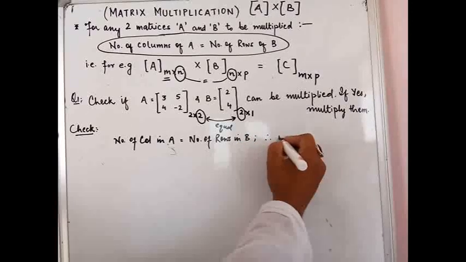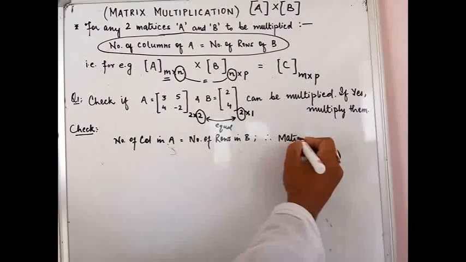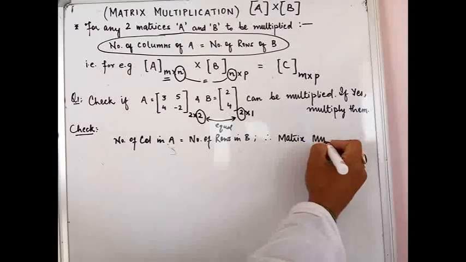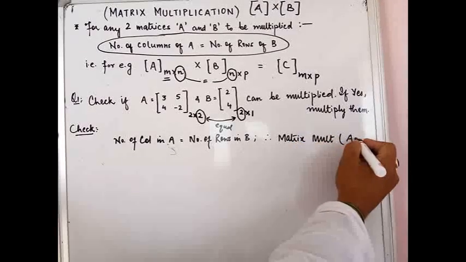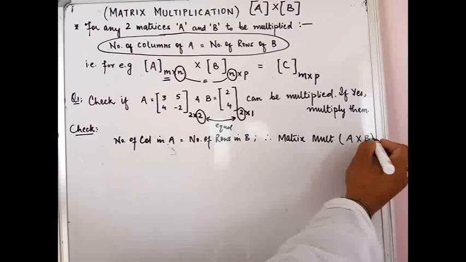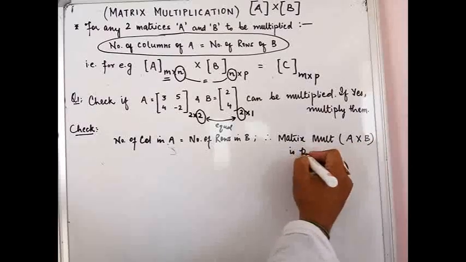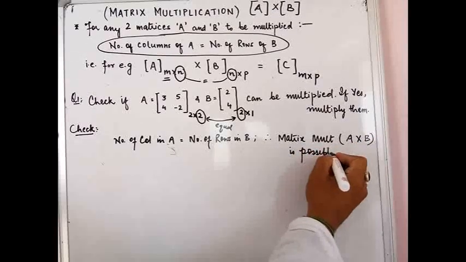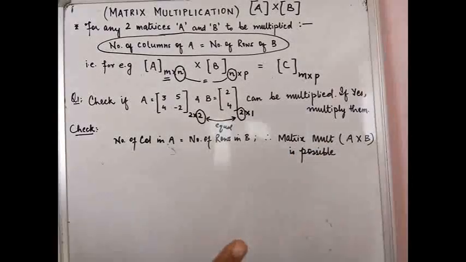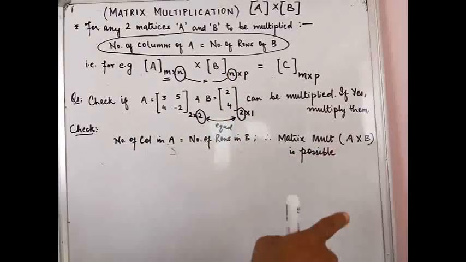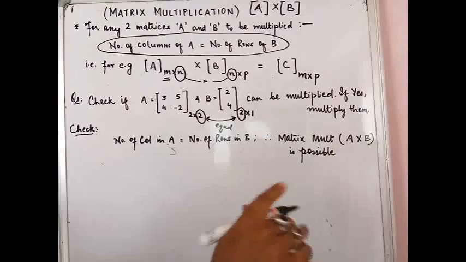Therefore, matrix multiplication, which is A into B, is possible. Now please note here that A into B and B into A are different things.